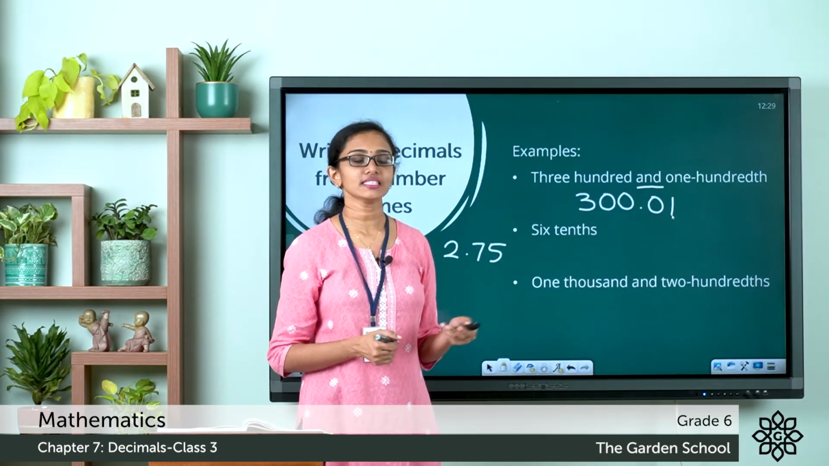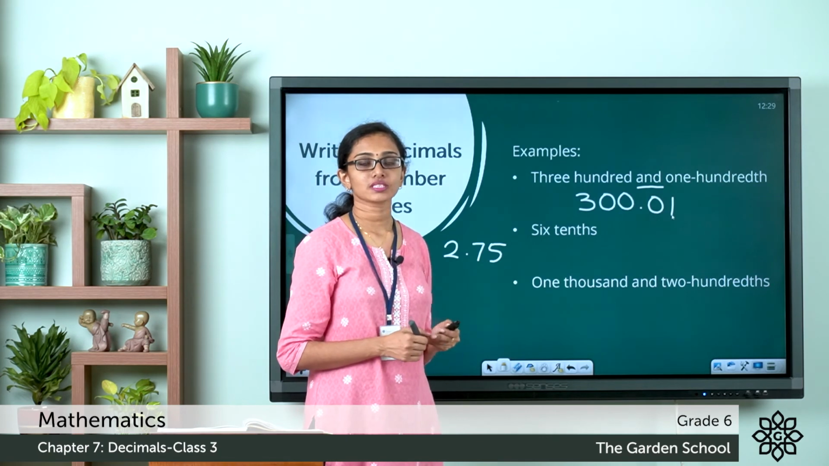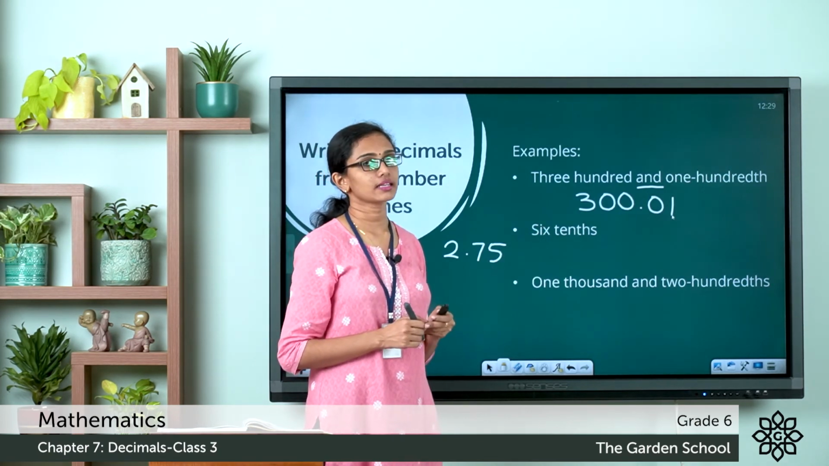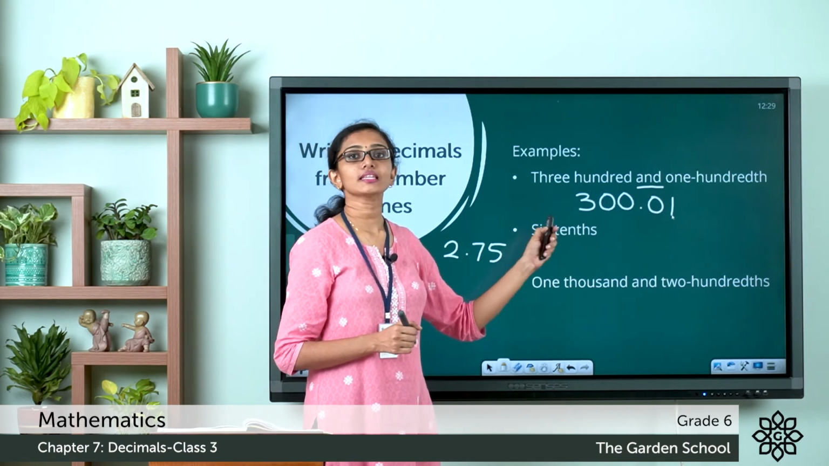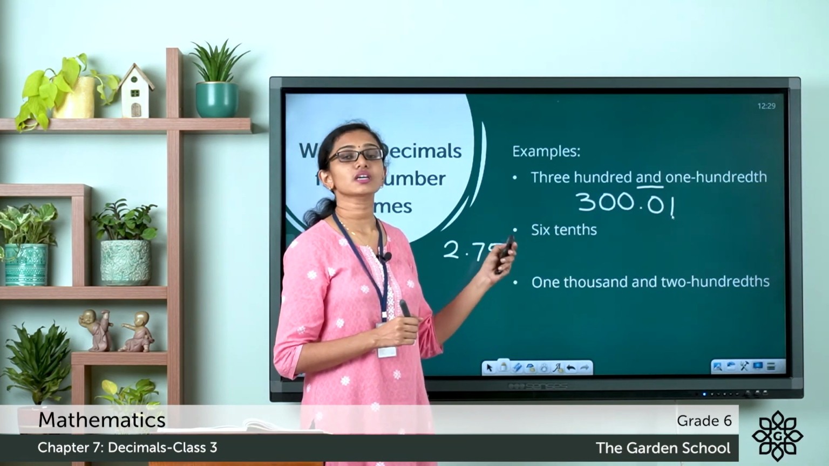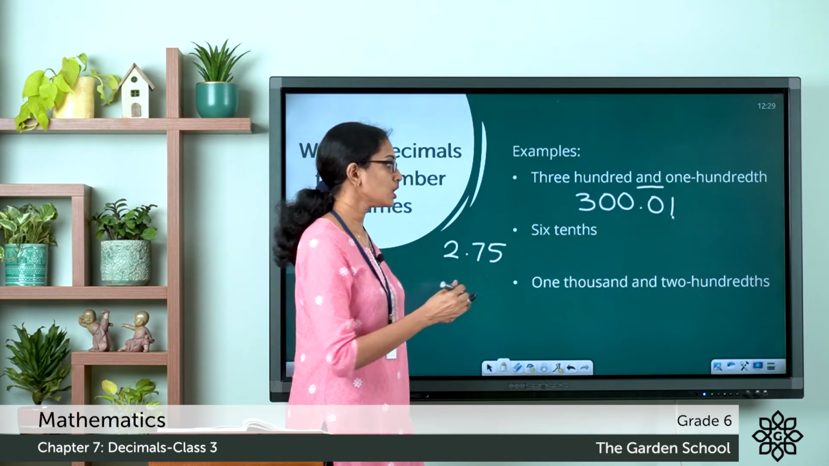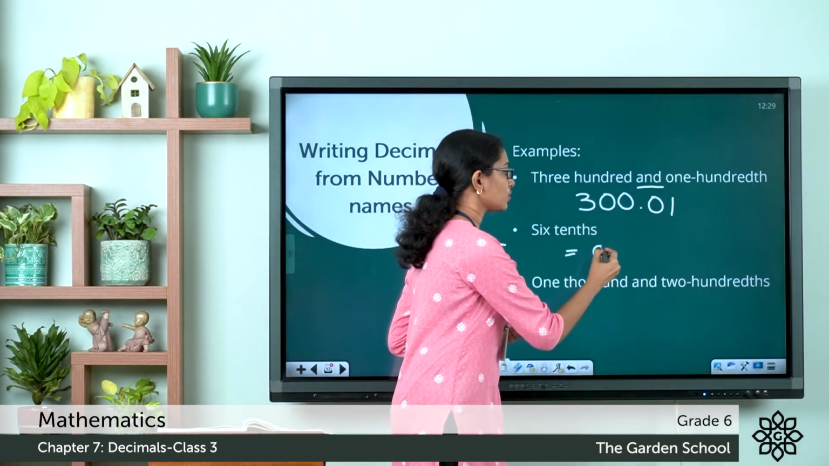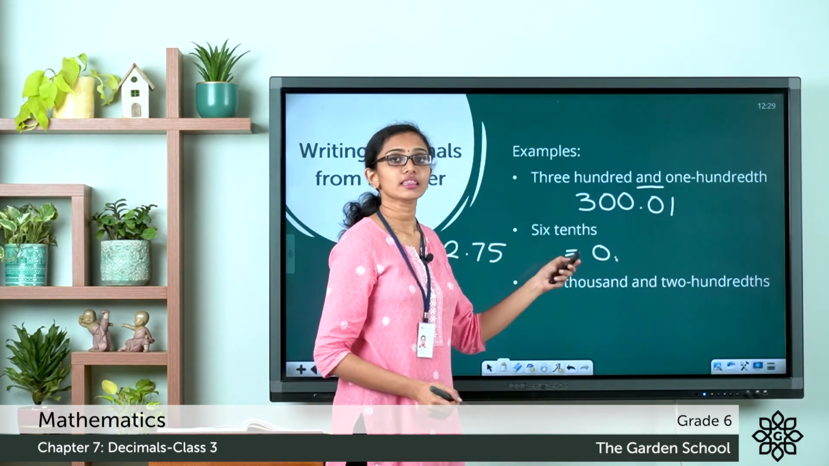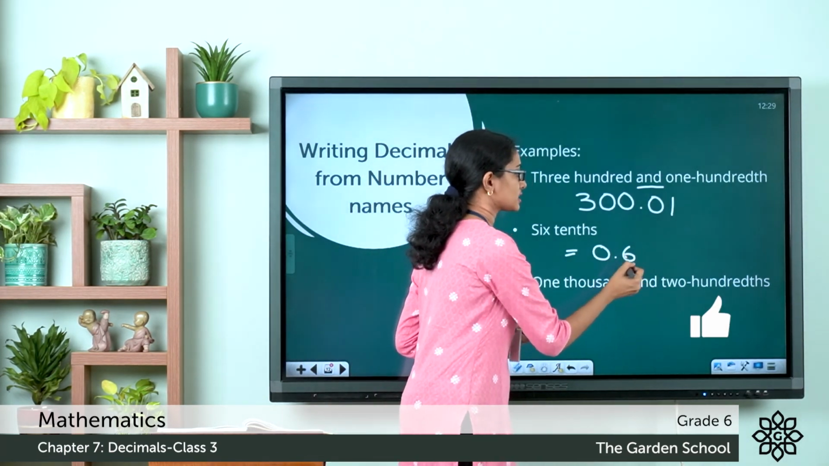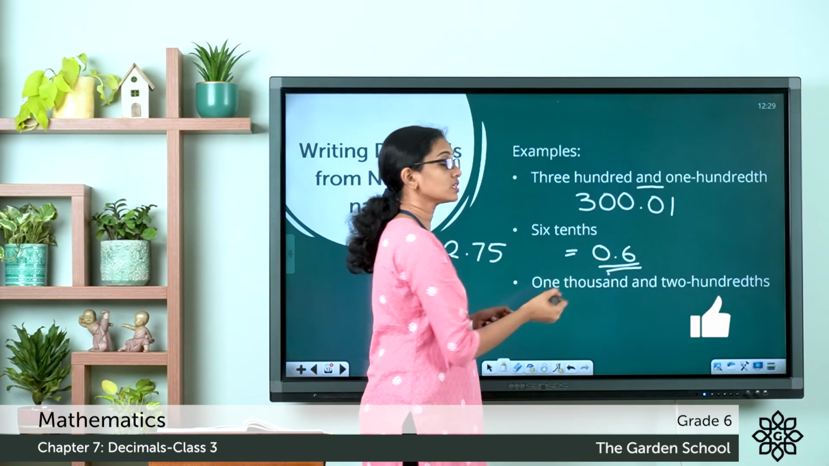So the next one is 6 tenths. See, there is no whole number part given in the number name. 6 tenths means the digit 6 in the 10th place. And since there is no whole number part mentioned here, we can put a 0 for the whole number part, then put the decimal point and then the digit 6 in the 10th place. So this is the number name for 6 tenths.